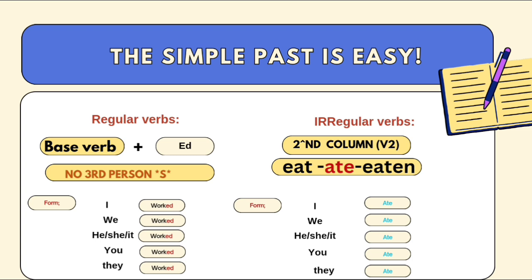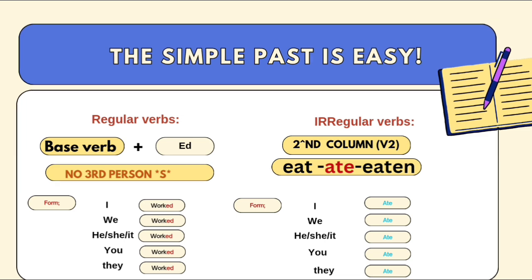You need to use the second column. I know some of you call it V2, verb 2. For example, eat, ate, eaten. So the second one is ate. So that is your simple past. Make sure that you understand that there is no third person S. This is not the simple present, so there is no S needed anywhere.